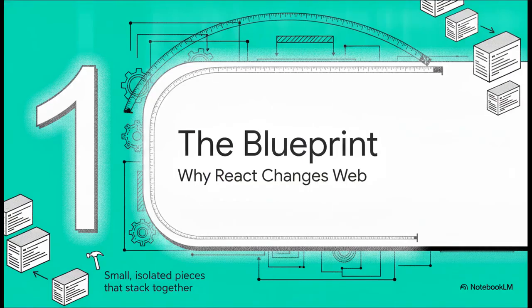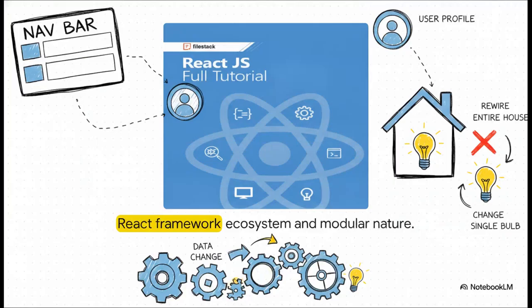Part 1. The blueprint. Why React changes everything. Before you even swing a hammer, you really need to understand the architecture. React's core philosophy completely shifts how we think about web pages. Instead of building one massive interconnected page, React asks us to build small, isolated pieces that stack together. It's built entirely around this ecosystem of components, these reusable, modular pieces of code.